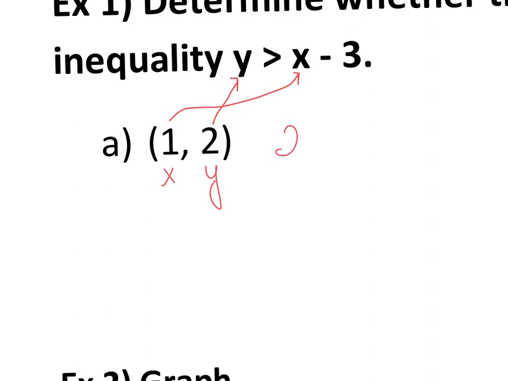So I'm going to have 2 greater than 1 minus 3. So now, is 2 greater than, when I take 1 minus 3, I get negative 2. So is that true or false? Well, the alligator is definitely eating the bigger number here. So since the alligator is eating the bigger number, that's a true statement. So if it's a true statement, or if it works, yes, this is a solution.